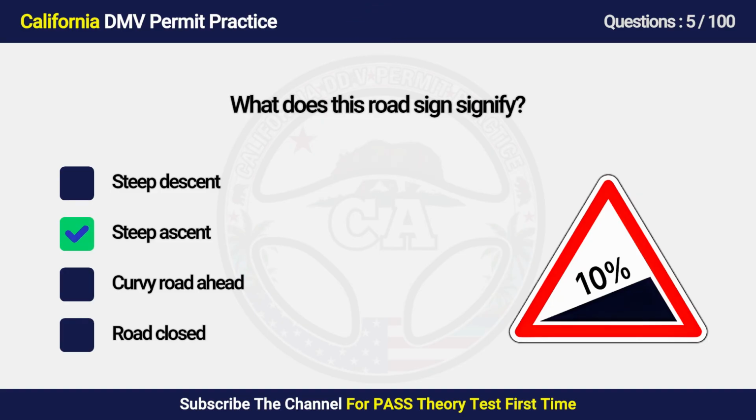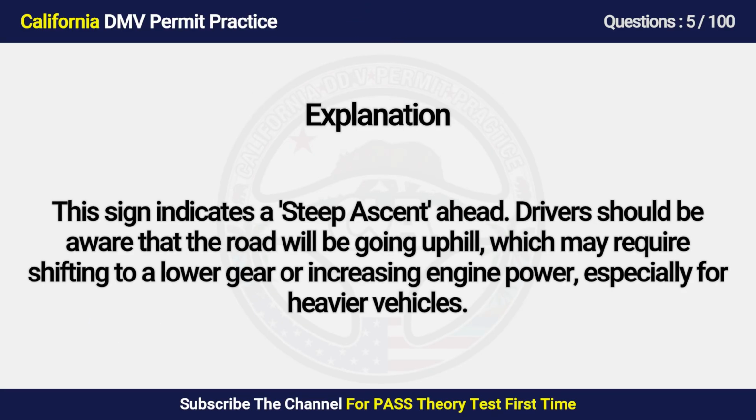Answer is B. Steep ascent. This sign indicates a steep ascent ahead. Drivers should be aware that the road will be going uphill, which may require shifting to a lower gear or increasing engine power, especially for heavier vehicles.